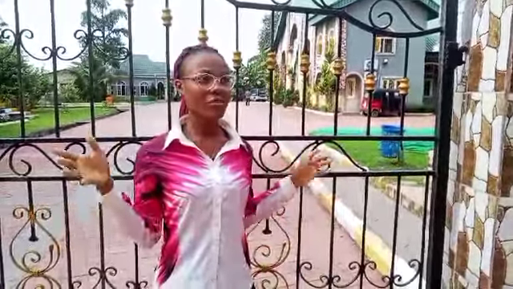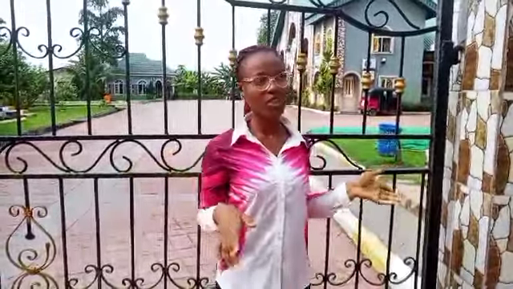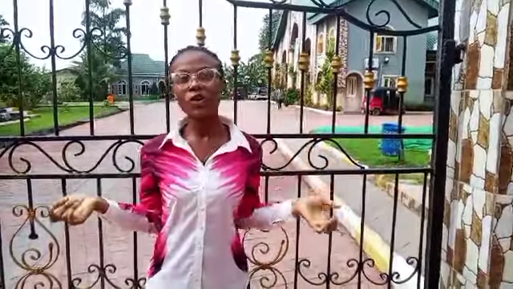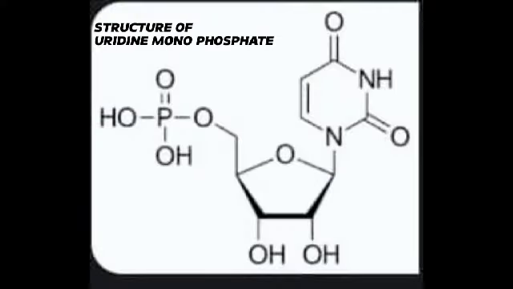I and my colleagues are here to talk on a disorder of pyrimidine nucleotide metabolism. So I'll be defining the basic things. First is uridine. What is uridine? Uridine is a nucleotide composed of the base uracil linked to the sugar ribose. Uridine consists of uracil and ribose.